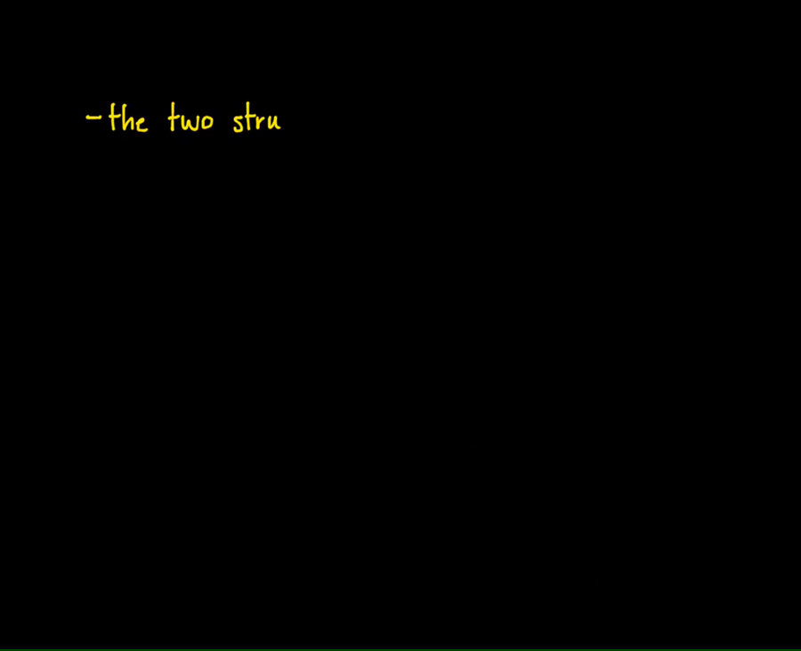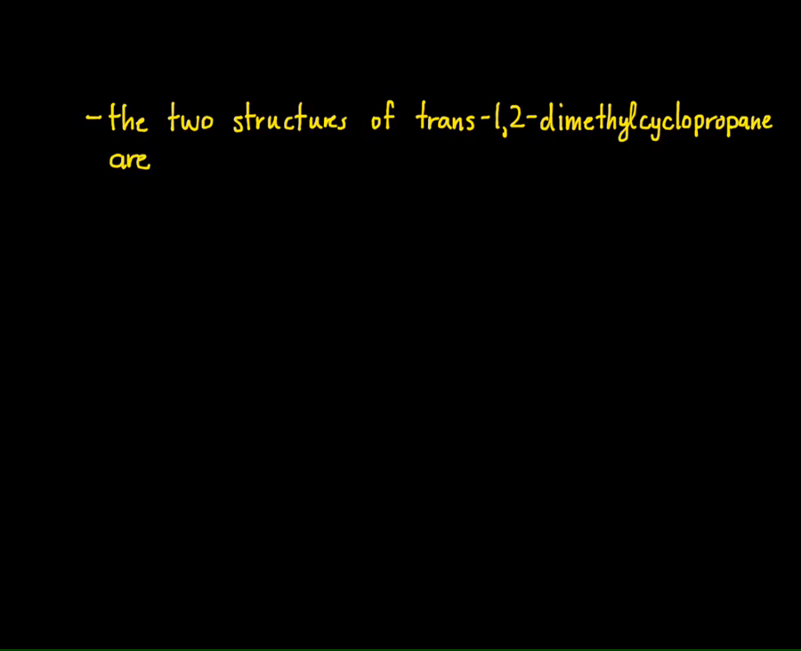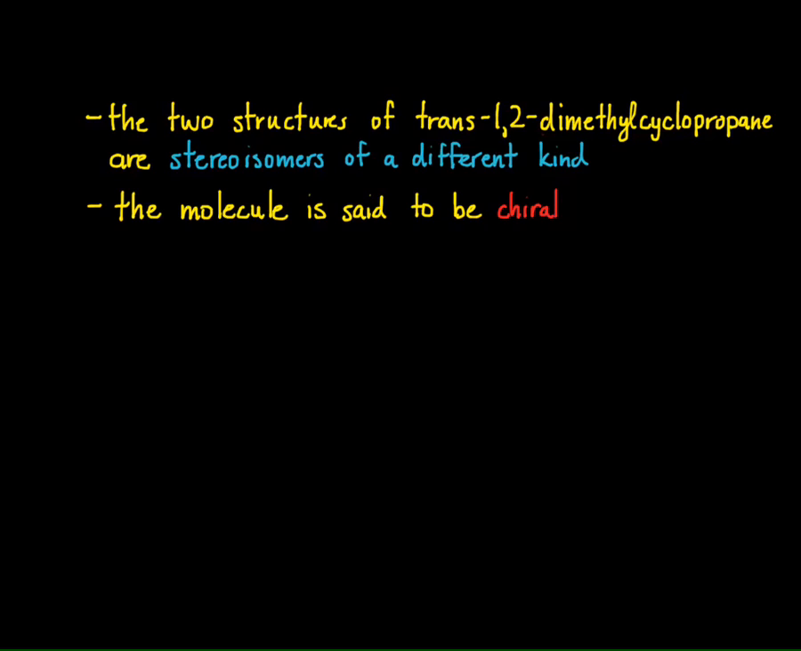Now, those two representations, the two structures of that trans 1,2-dimethylcyclopropane, are stereoisomers of a different kind. And we say that the molecule is chiral. Chiral. So cis 1,2-dimethylcyclopropane is achiral. It is a stereoisomer, but it is achiral. And we'll get into the reasons for that a little bit later on in the chapter. But trans 1,2-dimethylcyclopropane is chiral.